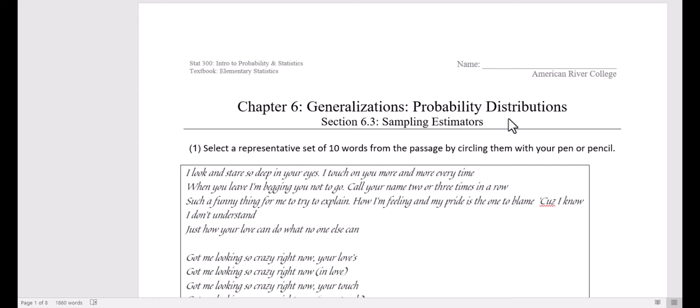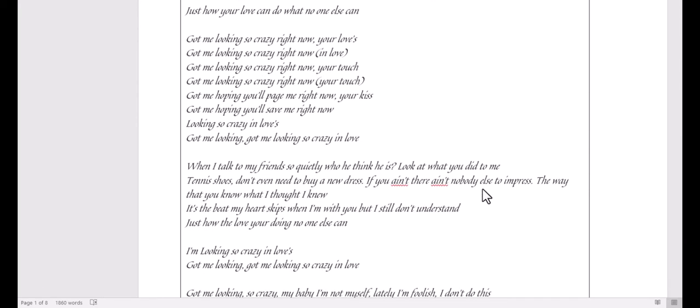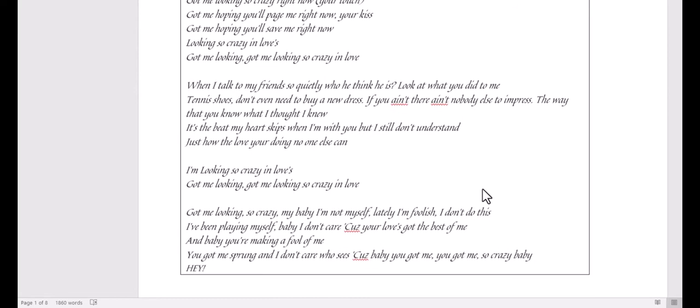Hey everyone, in this video we're going to go over section 6.3 and 6.4, sampling estimators and the central limit theorem. So hopefully you have gone through your notes already. I had you select 10 words from this passage, and if you printed the handout then you can circle them, but otherwise you can just look through and write down your 10 words and then figure out what the length of the word is and whether it contains the letter E.